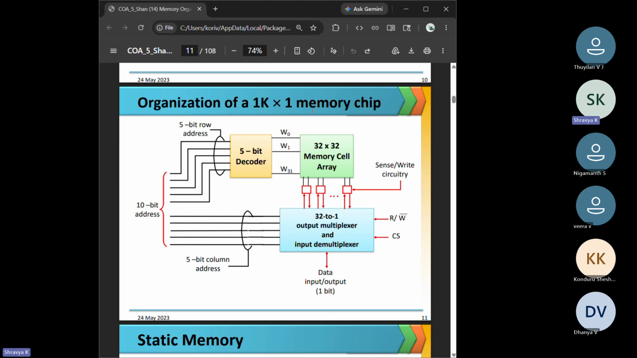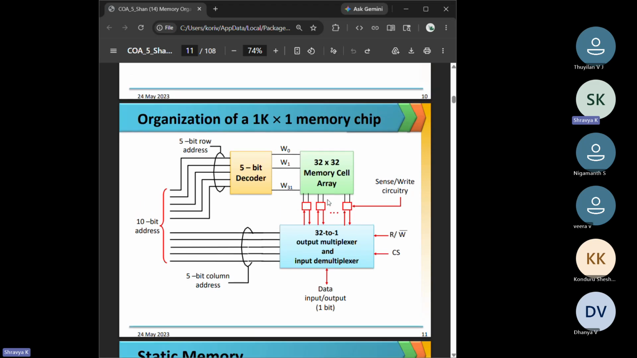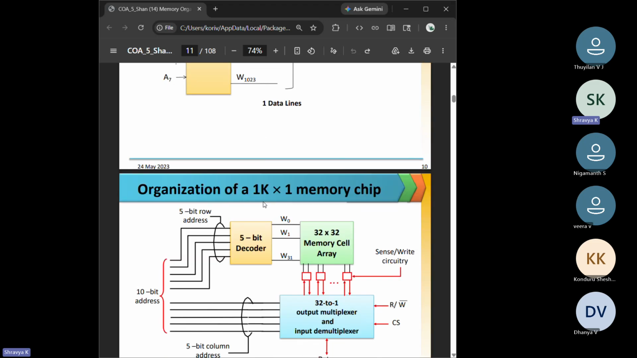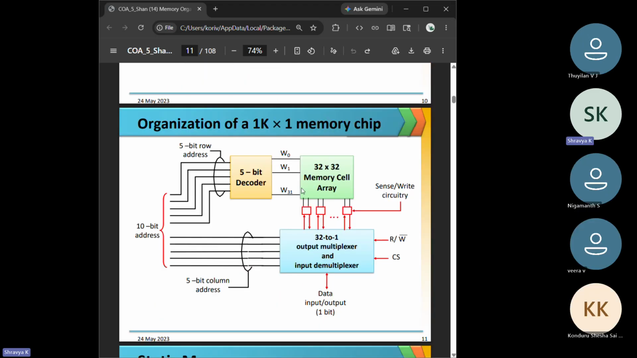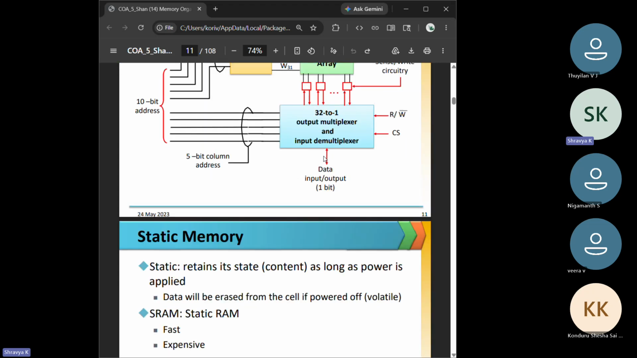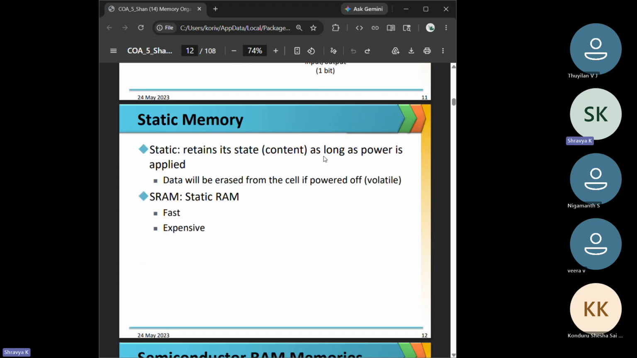So that's how this whole system works, and this is much more compact than using 1024 different words over here, right? So that is how we are optimizing with this 32 by 32 memory array.